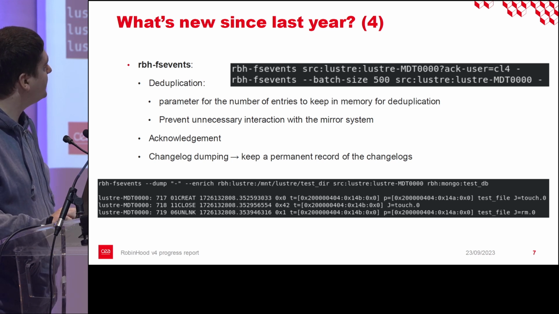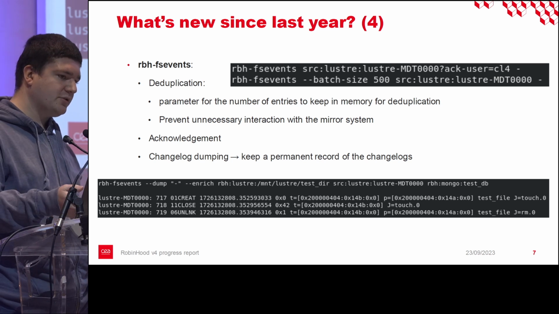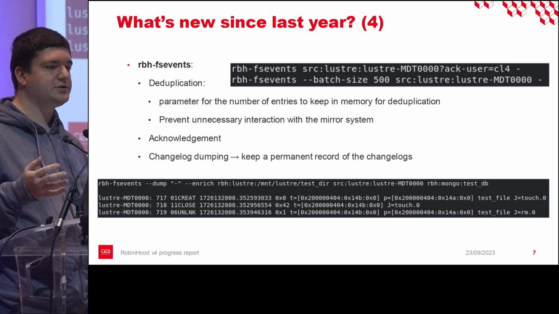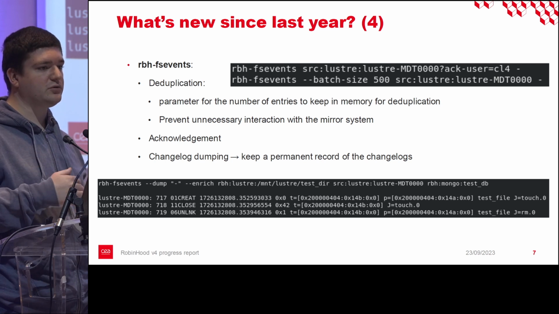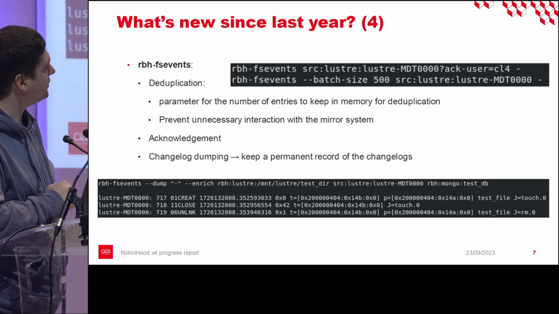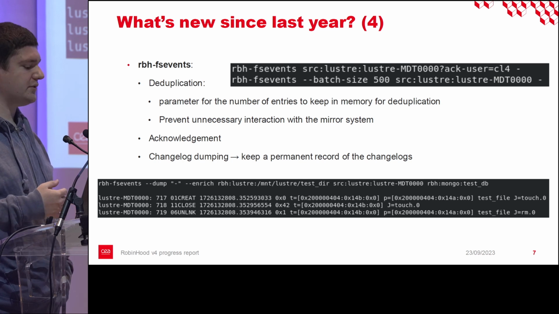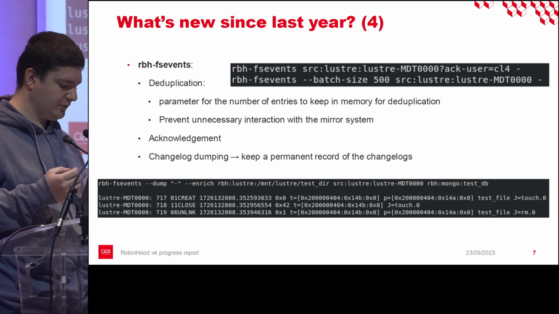We also have the acknowledgement of entries. For Lustre, when we manage a changelog, we also have to acknowledge it and tell Lustre we have managed it, so you can remove it from the records. This is done with the ACK user equals CL4, because we need to provide the client that requested the changelog reading.